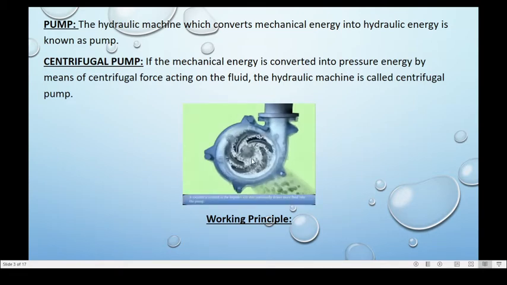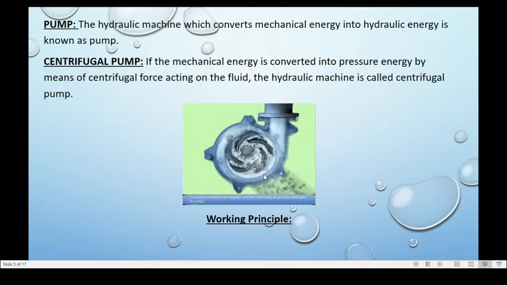The rise in pressure head at any point is proportional to the square of the tangential velocity. So here what is the tangential velocity? When the water is rotated, it is getting a velocity. That velocity is your tangential velocity. So the rise in pressure head at any point is directly proportional to the square of the tangential velocity of the liquid at that point.